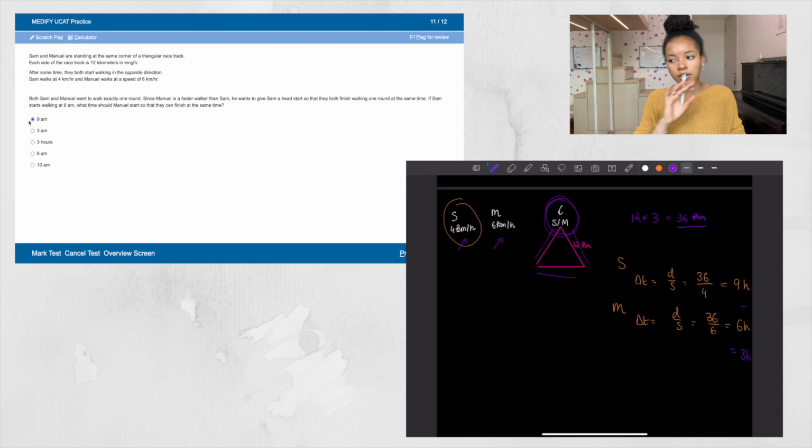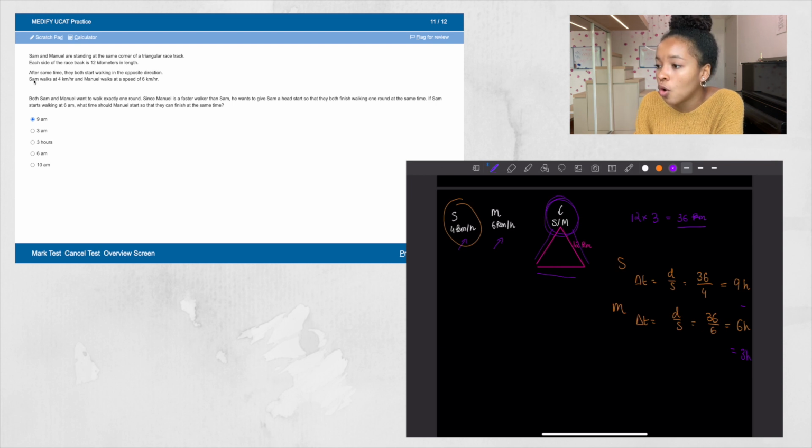Another thing to consider at that point, if you were guessing or if you want to eliminate answer options, is that 3 hours is not an answer option. It's not correct because they want to tell you what time Manuel should start. So that should be in AM or PM. It should be a time on the clock and not just a duration. So that would be wrong.